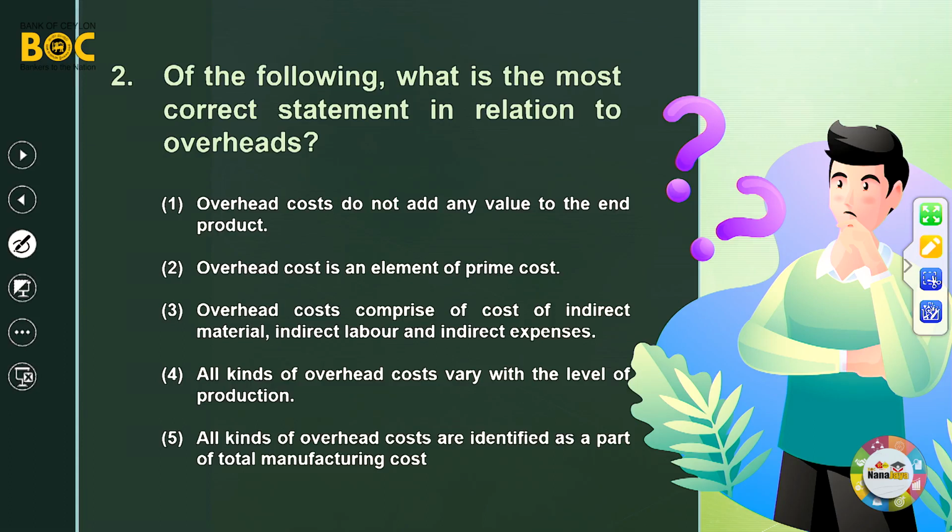Question number 2. Of the following, what is the most correct statement in relation to overheads? Overhead costs do not add any value. No. End product means final product, overhead is a value addition. Then you can't take this answer. Overhead cost is an element of prime cost. No. Product cost consists of prime cost and overhead. Overhead is not a part of prime cost. Answer number 2 is also incorrect.